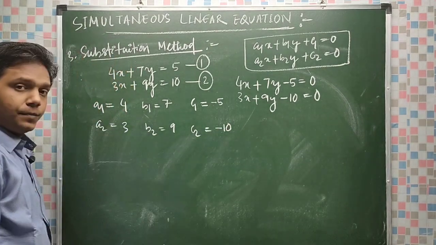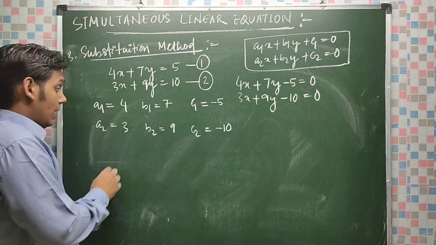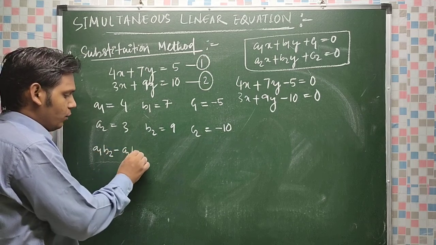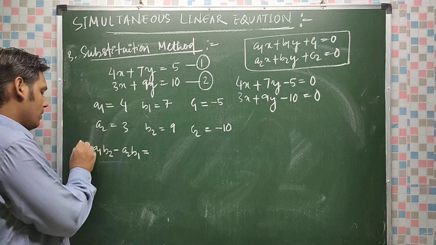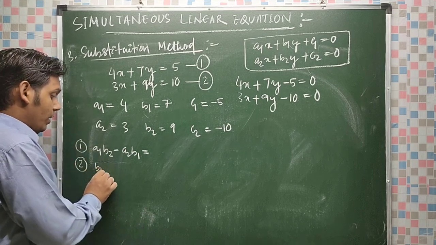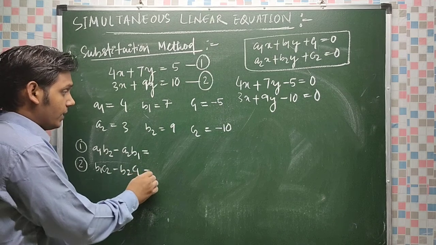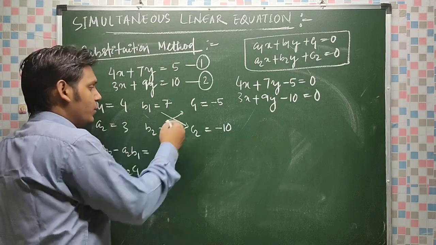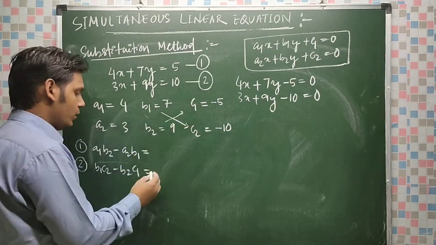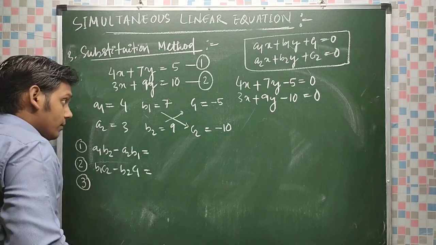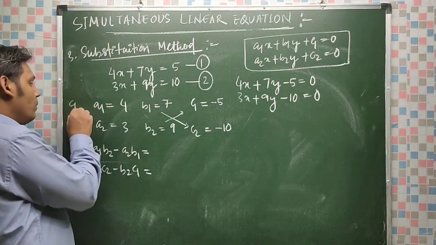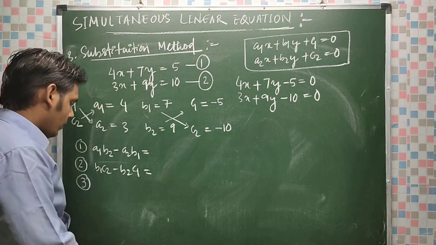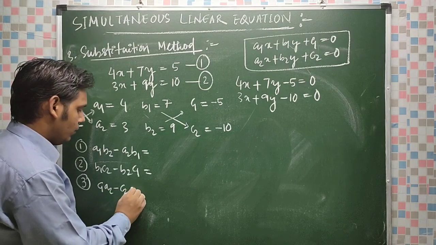Now what we have to do? First, a1 b2 minus a2 b1, this is number 1. Number 2, b1 c2 minus b2 c1, diagonal, main diagonal part, b1 c2 minus b2 c1. Thereafter the third one, again the cycle will continue, that means c1 and c2 again, c1 a2 minus c2 a1.